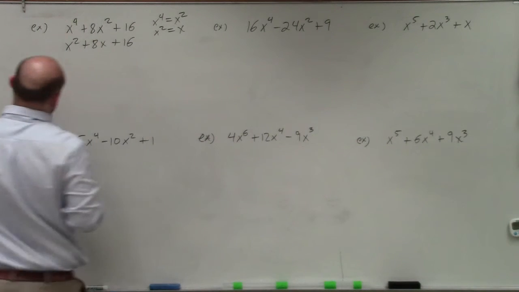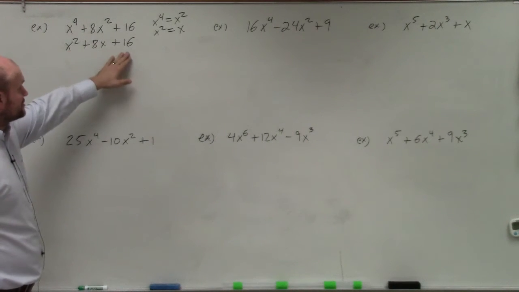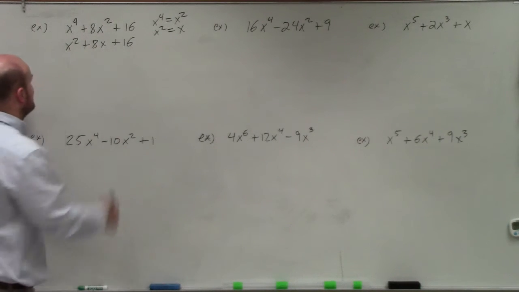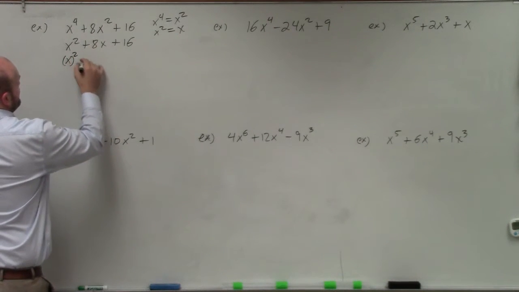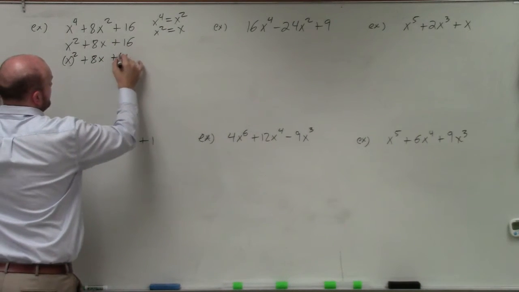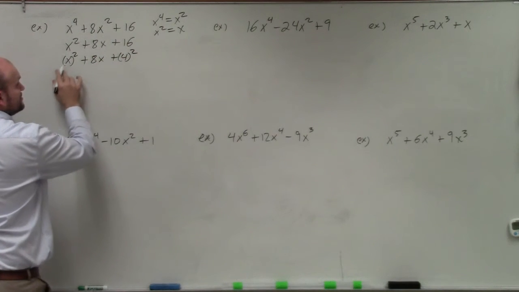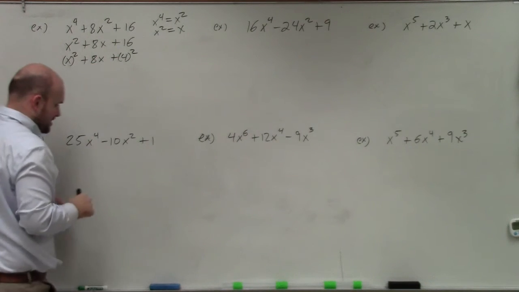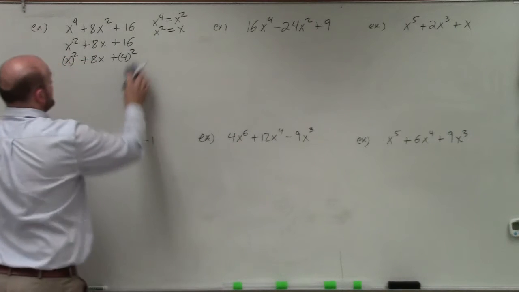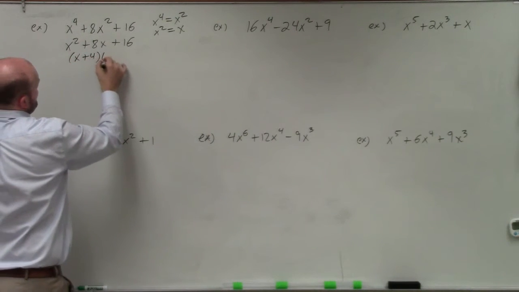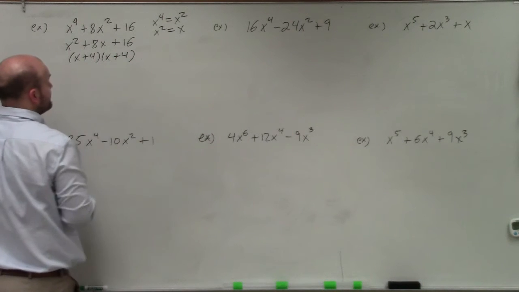But again, we could also look at this. x squared is a square term. 16 is a square term. You could say that this is x squared plus 8x plus 4 squared. So 2 times x times 4 equals 8, and that's true. So that's a perfect square trinomial. We also know the answer here is going to be x plus 4 times x plus 4, which is x plus 4 squared.